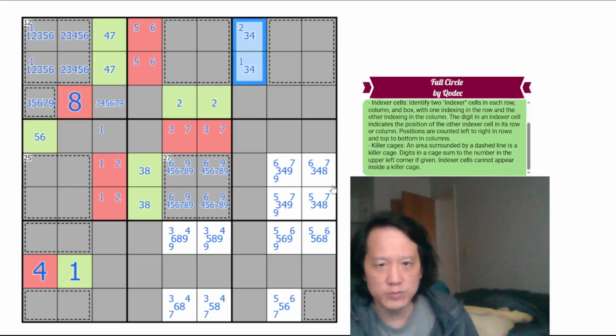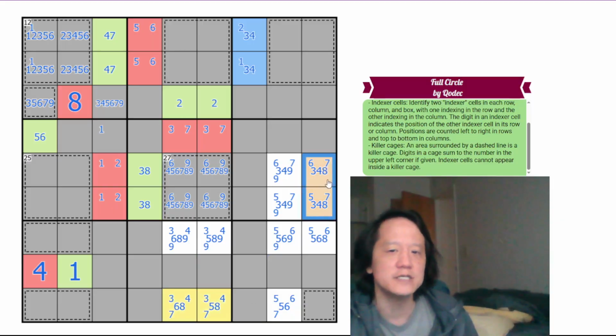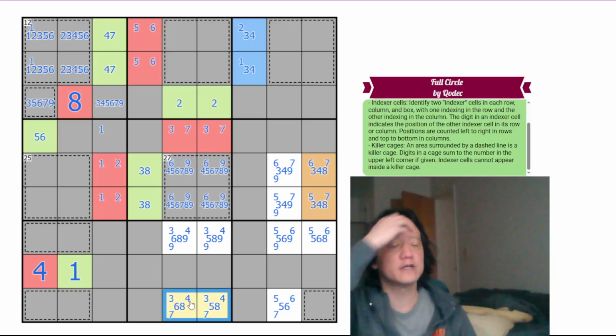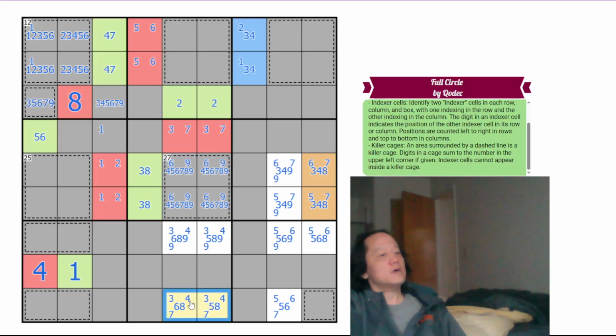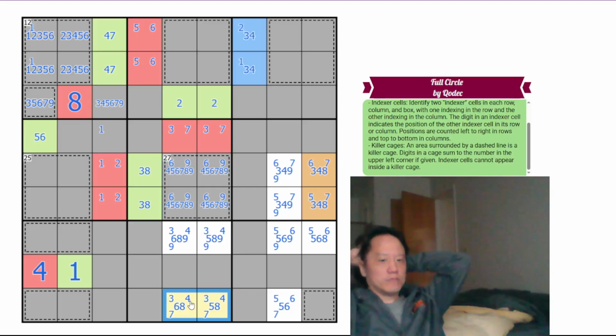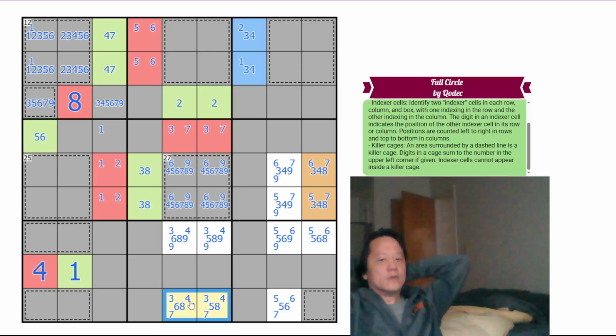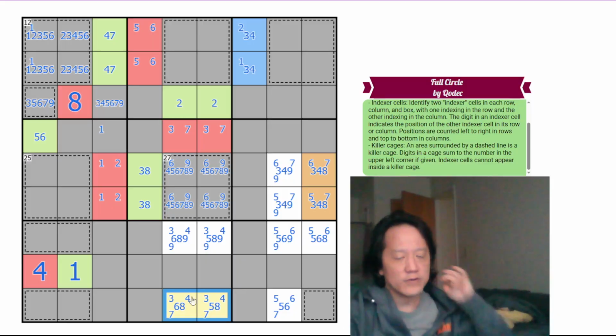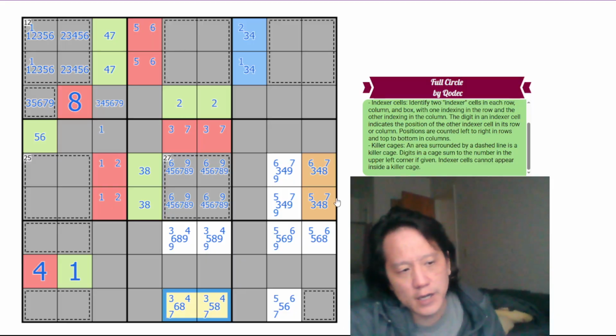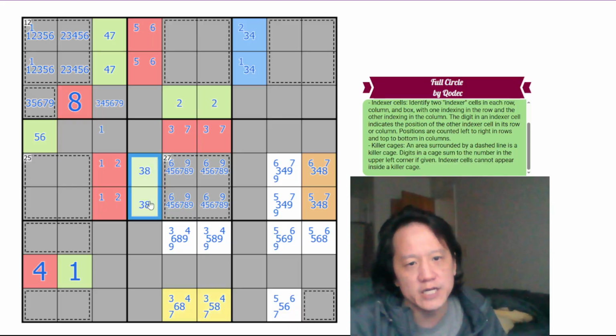Okay, we're just going to make this blue again. This we're going to make orange. This we're going to make yellow. We are guaranteed one indexer here and one indexer here, neither of which can be referenced by this green indexer here.